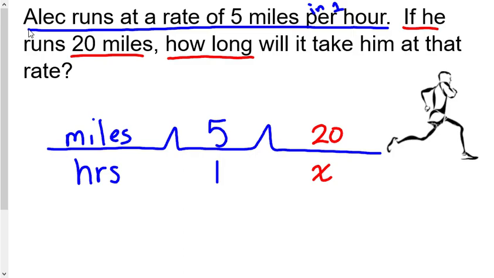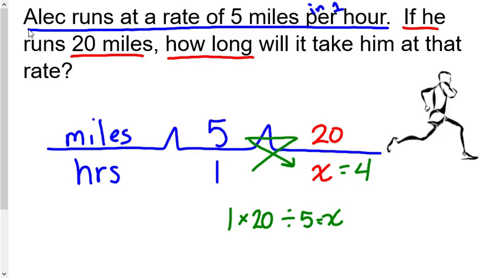And when I solve this, I'm going to cross multiply and then divide. Remember, when we cross multiply, we're cross multiplying the two numbers that are diagonal from one another. So we're going to do 1 times 20, and then we're going to divide by the number that's left, which in this case is 5. And that gives us our missing number. So 1 times 20 is 20, divided by 5 is 4. So my missing number is 4. If he runs 20 miles, how long will it take him at that rate? It will take him 4 hours.